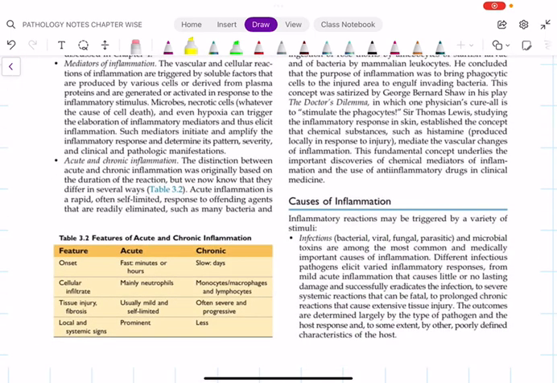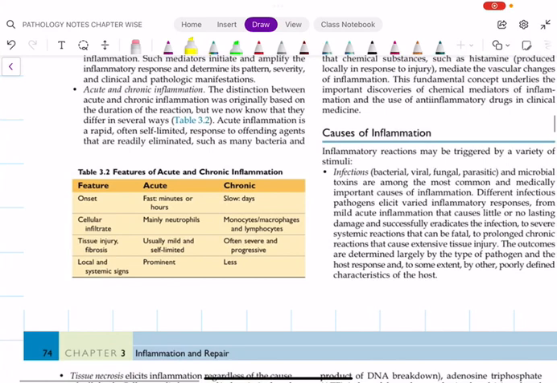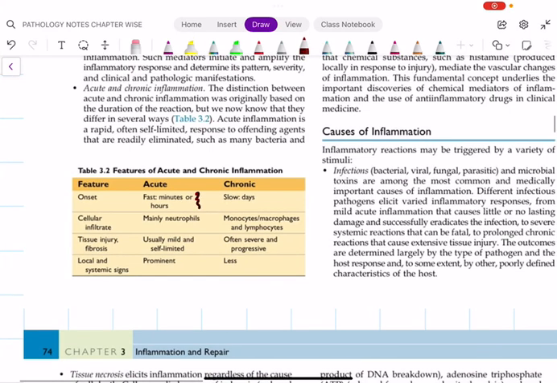Coming to, see, there are some very basic differences between acute and chronic inflammation. Acute inflammation will be between minutes to hours. Here it will be for days. Here it will be mainly neutrophils. Here we have told you macrophages and lymphocytes. Here it will be mild, self-limited. Here it will be severe, progressive. So the local and systemic signs will be more prominent during acute.